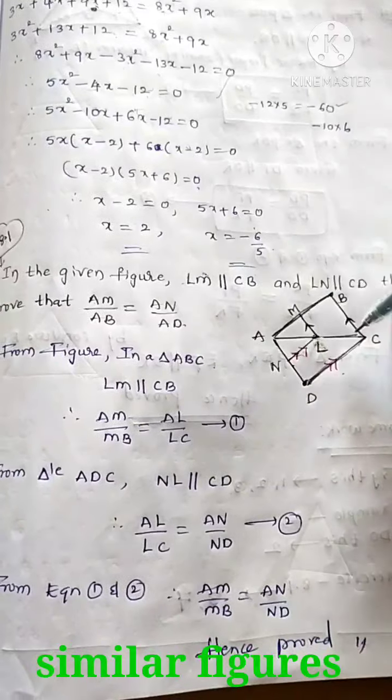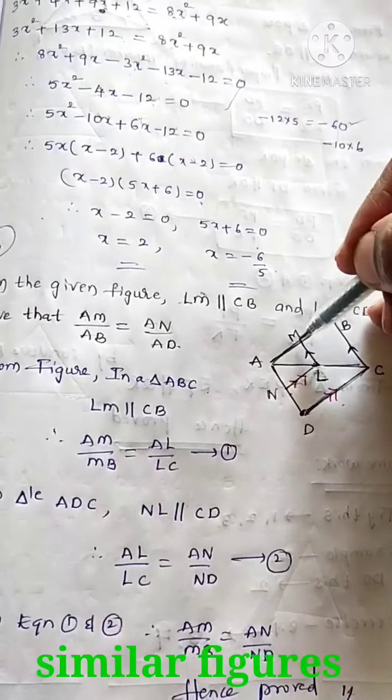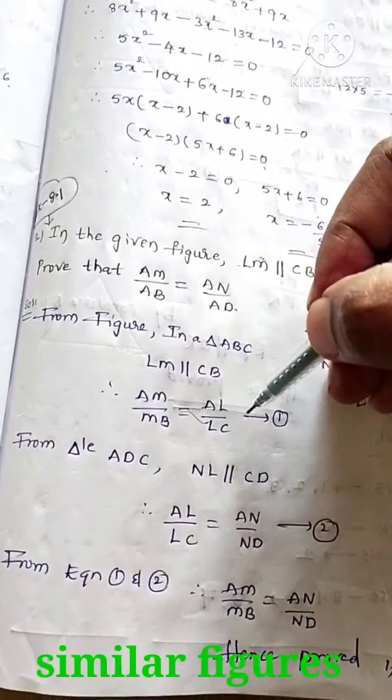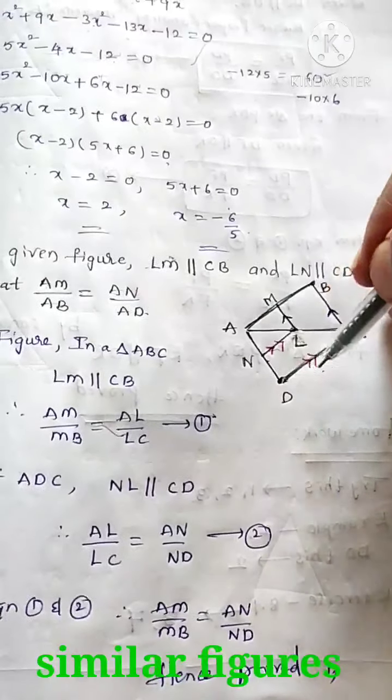Now these two are parallel, which means we definitely use the basic proportionality theorem. The condition is AM by MB is equal to AL by LC. Here write down AM by MB equal to AL by LC. Equation number 1. Next, from the triangle ADC, observe the triangle ADC.